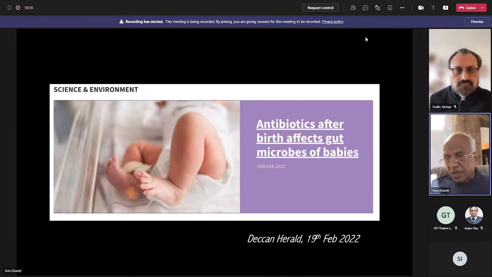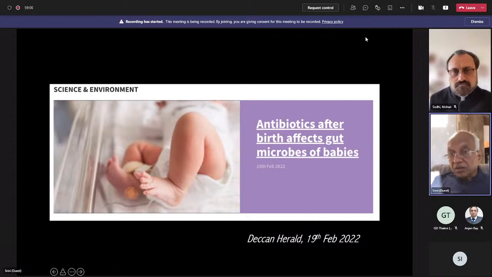And just last week, on the 19th of February, we got this beautiful report in a Nature paper saying that antibiotics after birth affect the gut microbes. Because as soon as the baby is born, and if the baby has a small ear infection or some small cough or other infections, immediately we start treating the baby with antibiotics, and that depletes the baby's gut flora of microbes that are essential. The gut flora that has come from the mother is depleted, and that is not good.